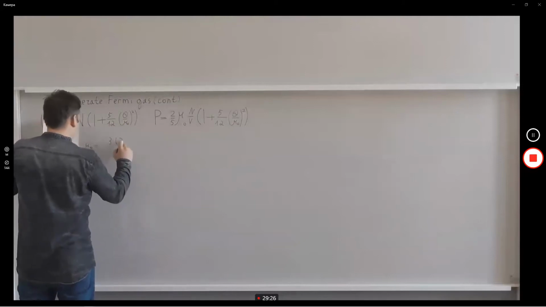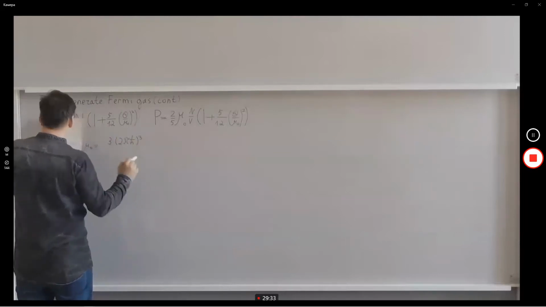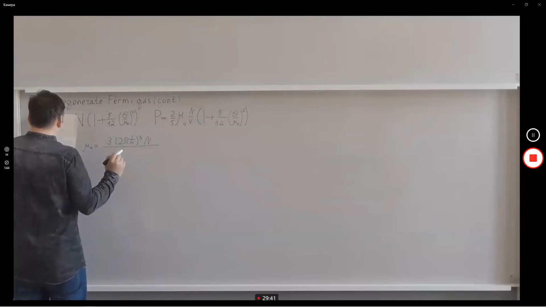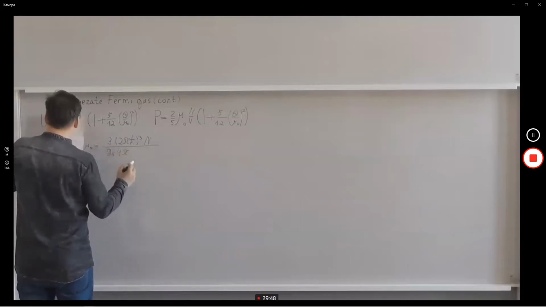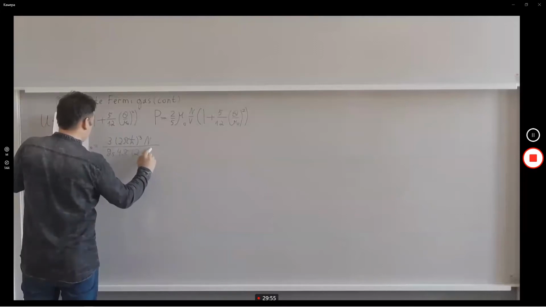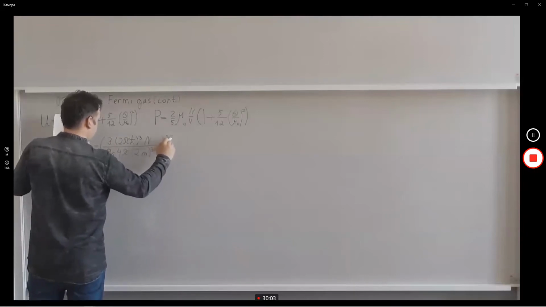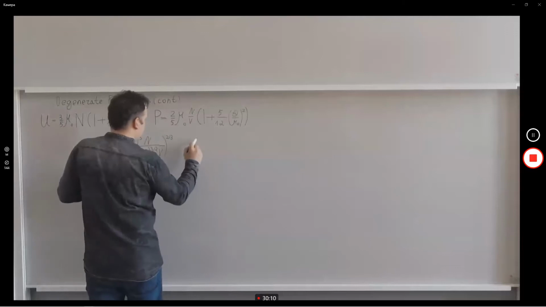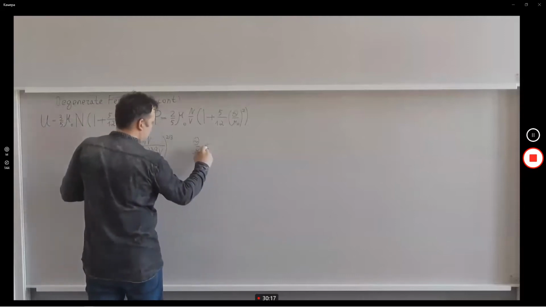Mu sub 0 equals 3 multiplied by 2 pi h bar to the third power multiplied by N divided by g sub s 4 pi multiplied by 2 m to the power 3/2 V, and this is all to the power 2/3. And here we assume that the ratio of temperature divided by mu sub 0 is much less than 1.